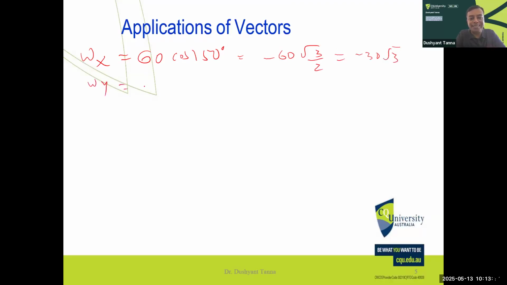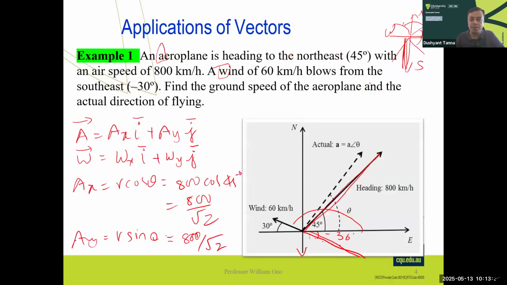WY will be 60 sine 150. Sine, second quadrant, sine is positive. Sine 150 is sine of 180 minus 30. 60 times half, that's 30. So I got both my vector A and W.